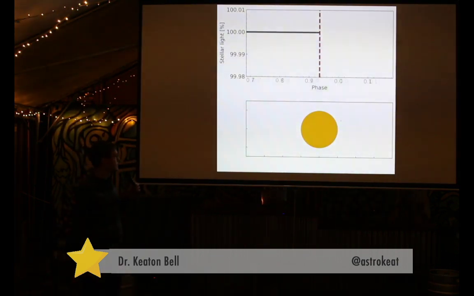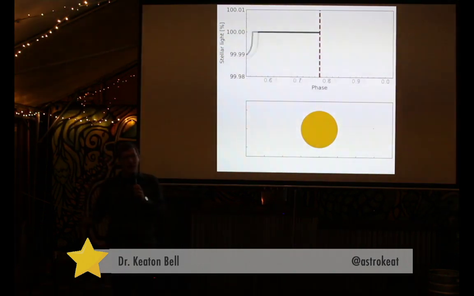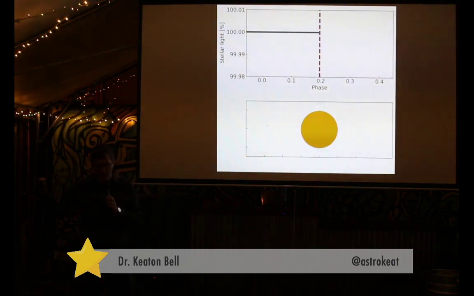And the way this works, if you've got a planet orbiting a star, and that planet's orbit happens to be aligned with our line of sight so that that planet passes in front of the disk of the star, that could block out a very small amount of the light from the star from reaching our telescopes.